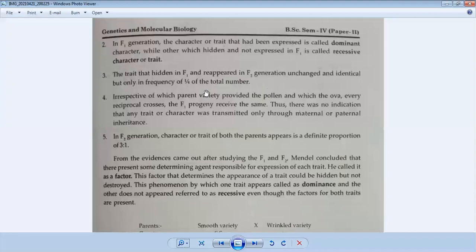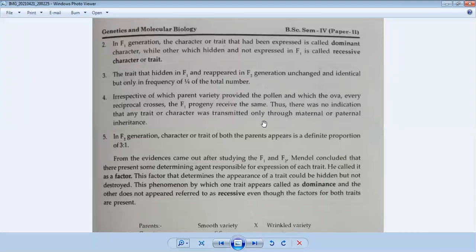So only a 1/4 part of the hidden characteristic was expressed. Irrespective of which parent variety provided the pollen and which the ova, in every reciprocal cross the F1 progeny receives the same. Thus there was no indication that any trait or character was transmitted only through maternal or paternal inheritance. That means it was not indicated that a character was expressed only from the maternal side or only from the paternal side.